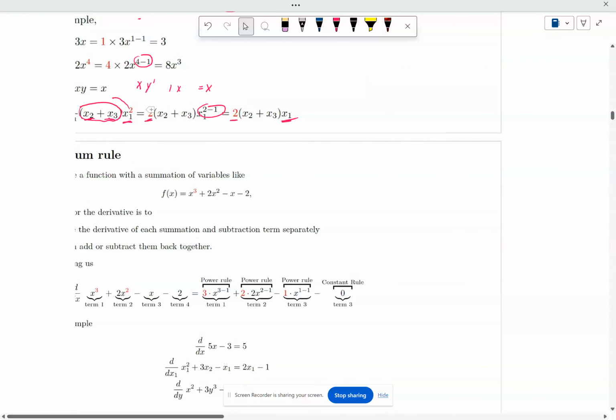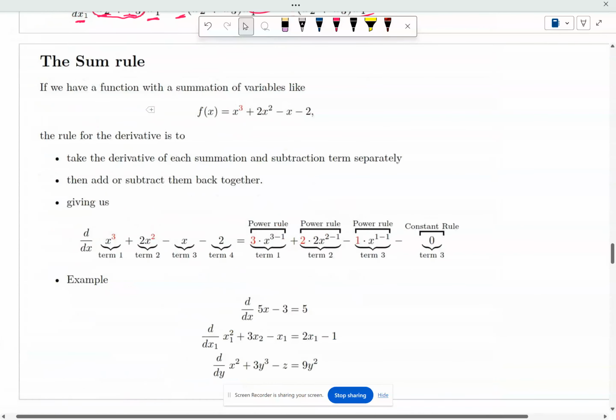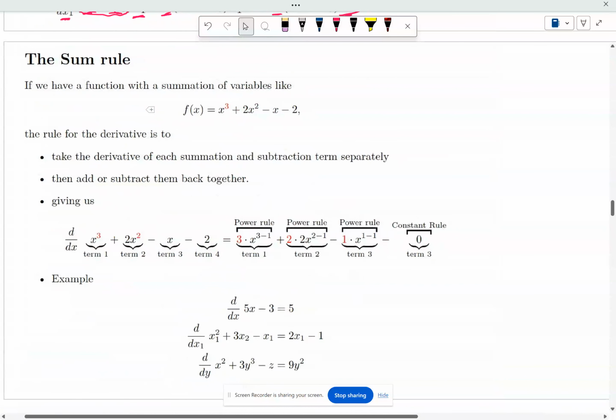Okay, the next one is the sum rule. If we have a function, so far we've done the constant and power rules, and now the sum. So sometimes we have a combination of these. We can solve this with the power rule, and we can solve this as a power rule, and we can solve this as a constant rule. So individually, we just learned how to solve them. But once we add them together, how do we deal with this kind of problem? Well, it's very simple. You just solve each term individually. So you solve this one, you solve this one, you solve this one, and then you recombine them together.